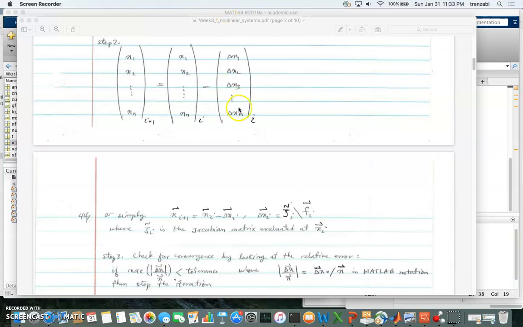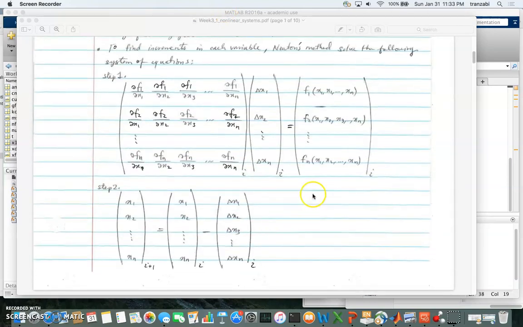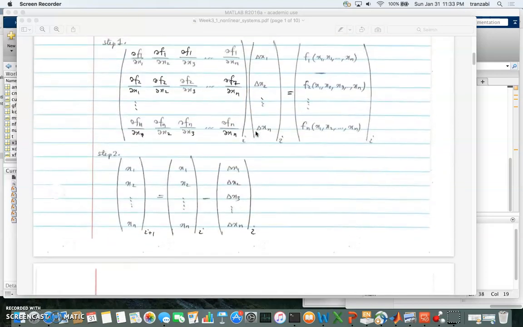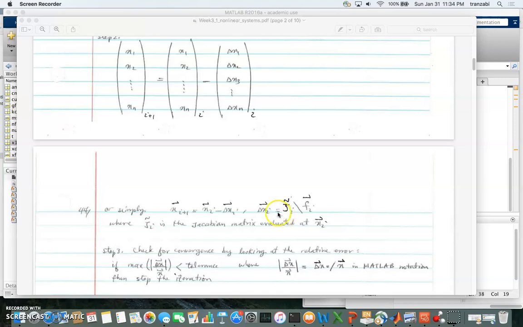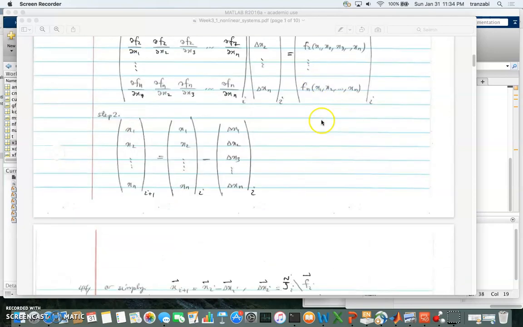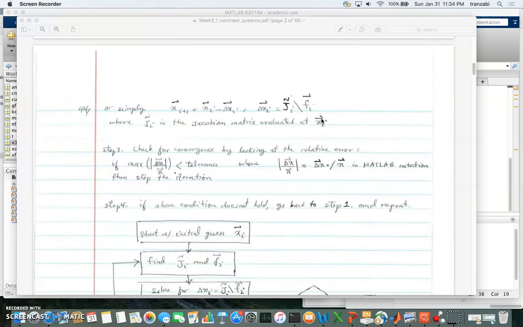So how do we solve for the change? Well, you have to solve this system, and we know that to solve a system, we never use an inverse or determinant or stuff like that. We have to use the backslash operator. If I want to solve for this, it's going to be the matrix backslash the right-hand side. So the change in x is going to be the matrix, which is the Jacobian, backslash the right-hand side, which means this vector.